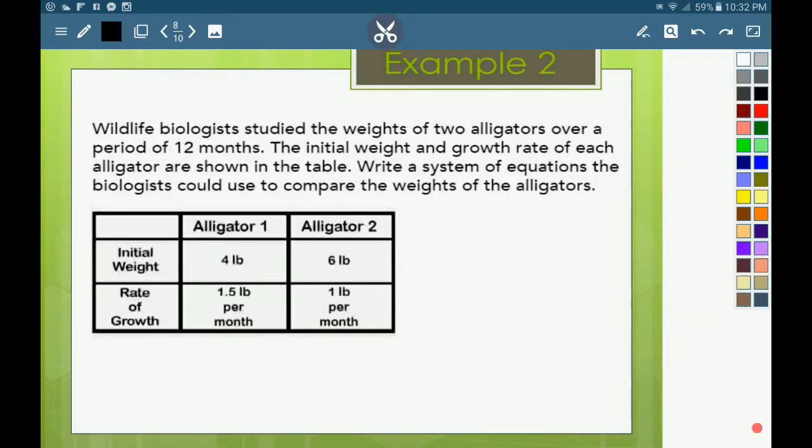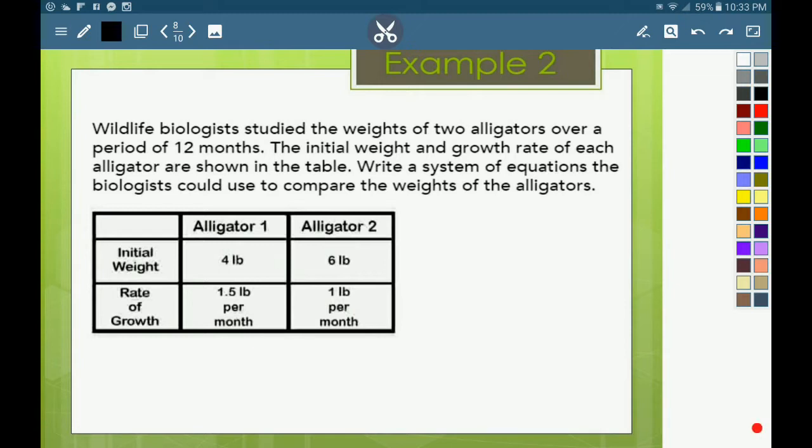Alright, so I have one last example for you guys, and it's a real-life situation, and we're actually going to construct the system for it. We're not going to solve the system, I just want to practice creating them. It says, wildlife biologists studied the weights of 2 alligators over a period of 12 months. The initial weight and growth rate of each alligator are shown in the table. Write a system of equations the biologist could use to compare the weights of the alligators.